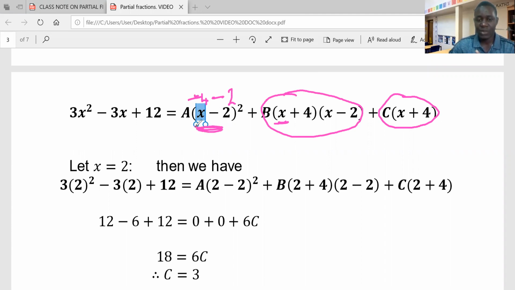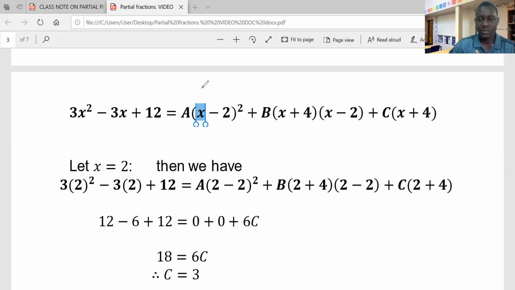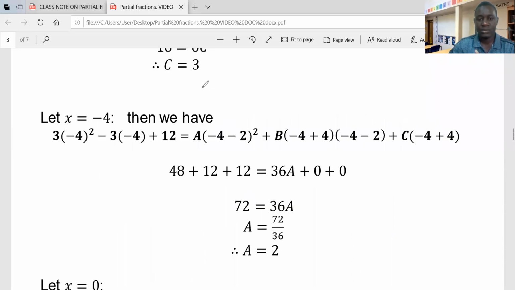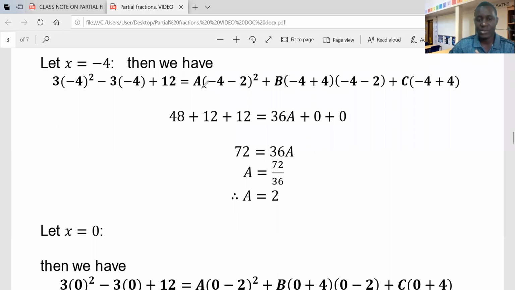And this part is the only one that wouldn't go to 0. So all these other parts turn to 0. So we are left with a, which means that we can now calculate our a in this case. So let's see our write-up on that. Like I said, we have 72 equals 36a in the simplification, and that gives us a as 2.